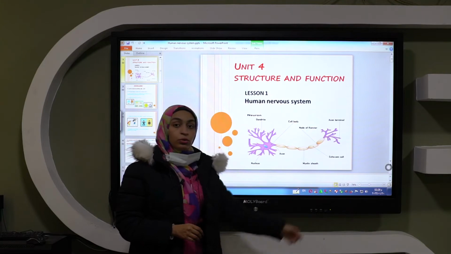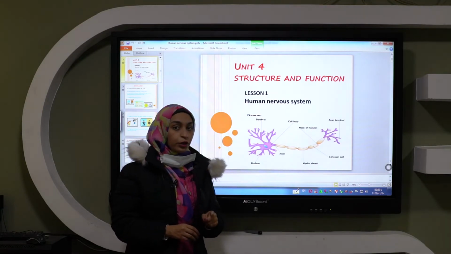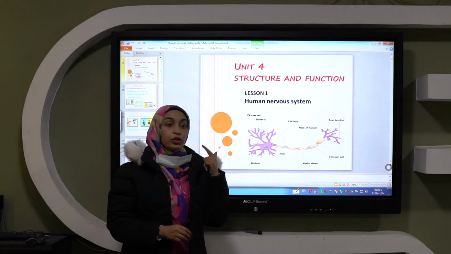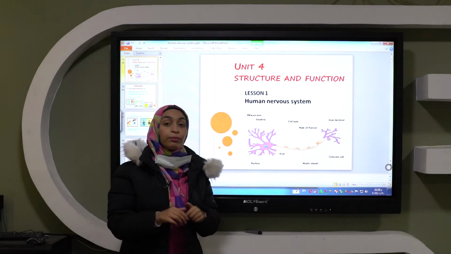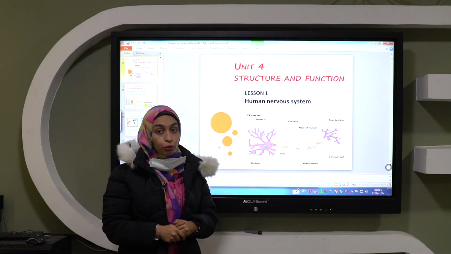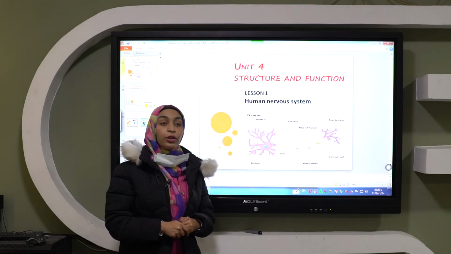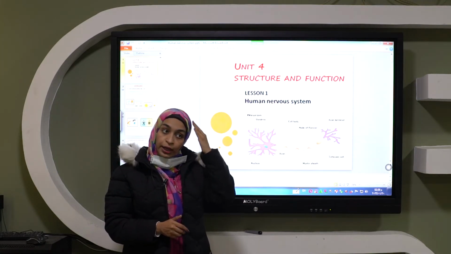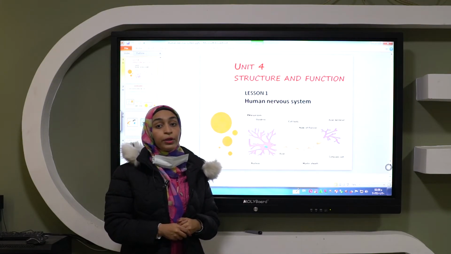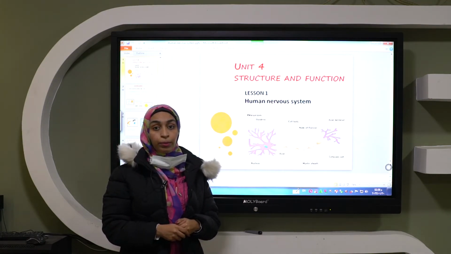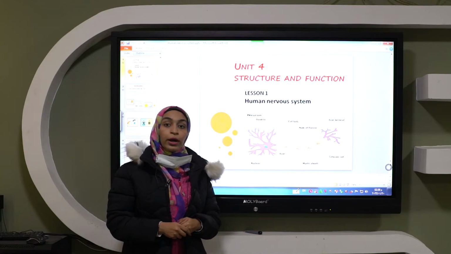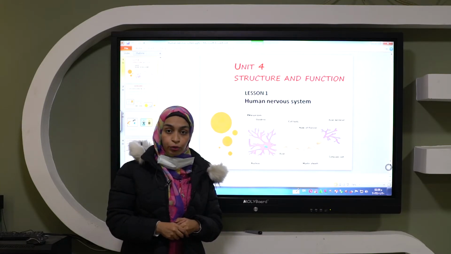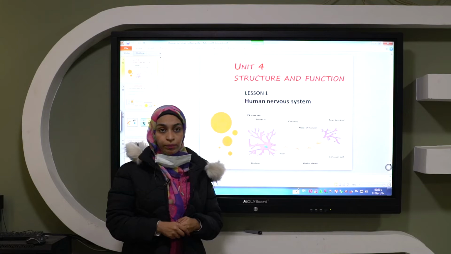It ends with axon terminals, and don't forget the function of the axon terminals and the function of the dendrites, both of them connected with other dendrites to form synapse. Then we talked about the central nervous system, which consists of the brain and the spinal cord. The brain can coordinate all the behaviors and emotions, while the spinal cord is responsible for the reflex action.